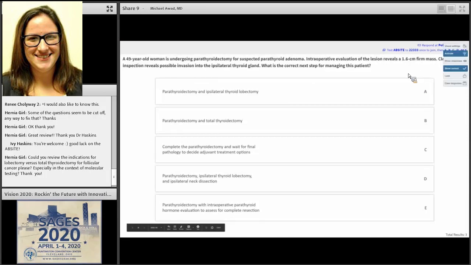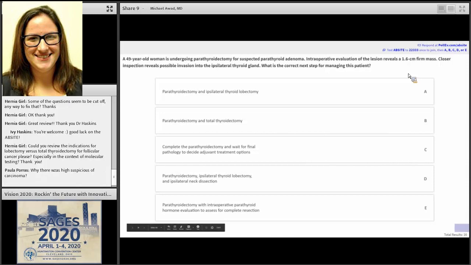A 49-year-old woman is undergoing parathyroidectomy for suspected parathyroid adenoma. Intraoperative evaluation of the lesion reveals a 1.6 centimeter firm mass. Closer inspection reveals possible invasion into the ipsilateral thyroid gland. What is the correct next step for managing this patient? A, parathyroidectomy and ipsilateral thyroid lobectomy. B, parathyroidectomy and total thyroidectomy. C, complete parathyroidectomy and wait for final pathology to decide adjuvant treatment options. D, parathyroidectomy, ipsilateral thyroid lobectomy, and ipsilateral neck dissection. Or E, parathyroidectomy with intraoperative parathyroid hormone evaluation to assess for complete resection.